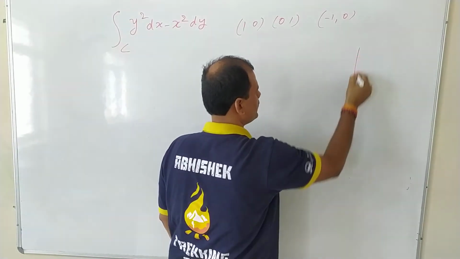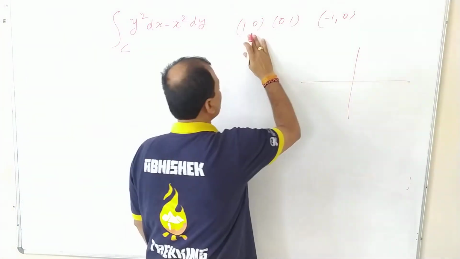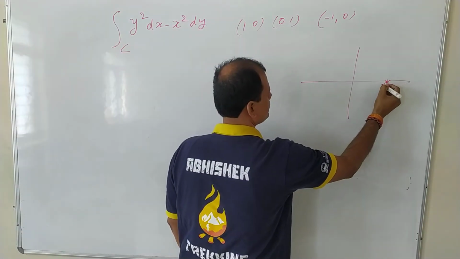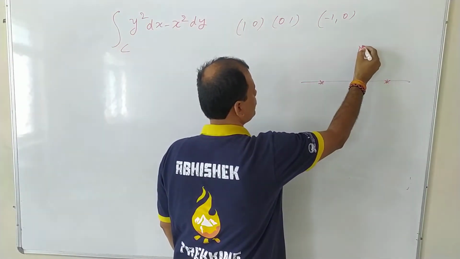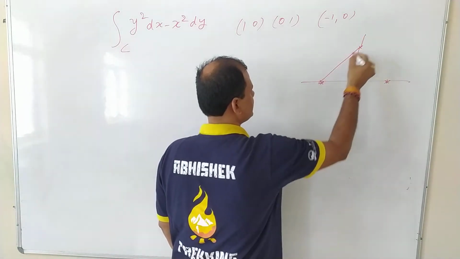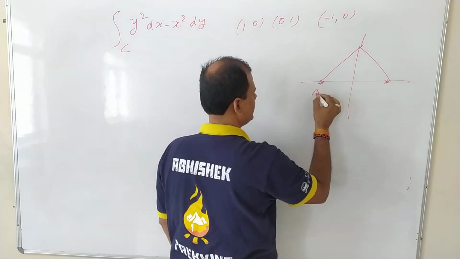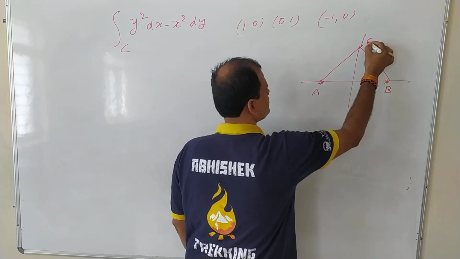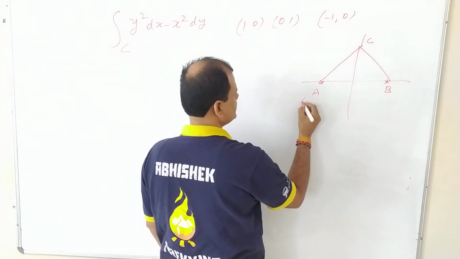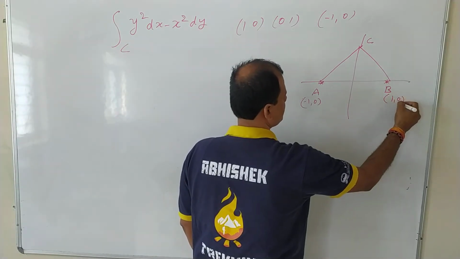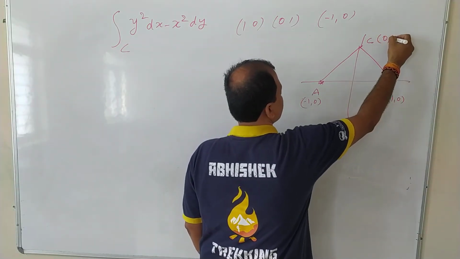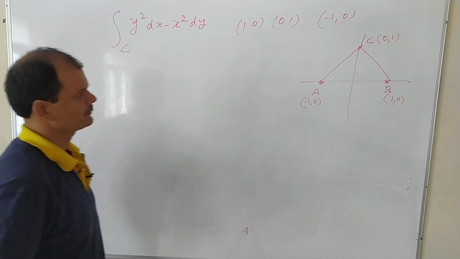So what is that point? 1 comma 0, this is the point. Minus 1 comma 0, this is the point. 0 comma 1, this is the point. So this is the triangle, right? Yes. A, B, C. Your A coordinate is minus 1 comma 0, B coordinate is 1 comma 0, and C coordinate is 0 comma 1.